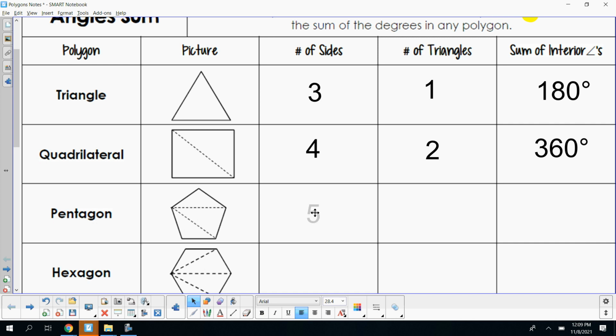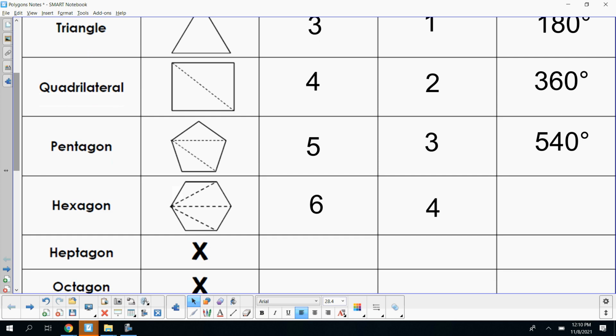A pentagon has 5 sides. As you can see, we can get 3 triangles inside the pentagon. And the sum of the interior angles is 540. In a hexagon, the number of sides is 6. The number of triangles we can put inside of a hexagon is 4. And the sum of the interior angles is 720 degrees. A heptagon, 7 sides. We can put 5 triangles in there. And the sum of the interior angles is 900 degrees.